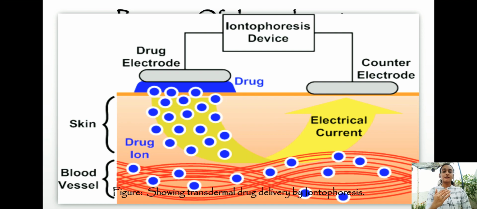Now, the flow of current helps to increase the permeability of the skin. Now, once the ions finally reach the skin, they combine with the existing ions in the body and reach the bloodstream. So, this is all about its working. I hope you're now clear about this.